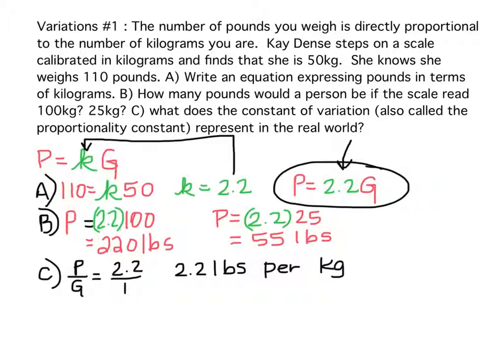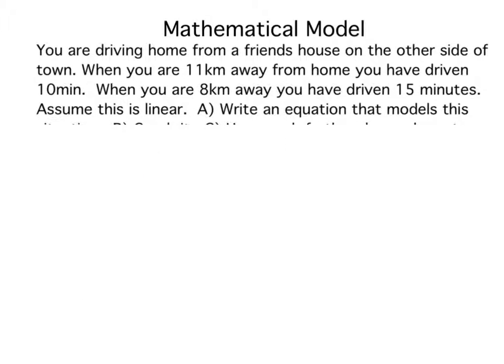Let's move on to mathematical models. So let's look at this mathematical model. All model means is an equation, a situation, a problem. So you're driving home from a friend's house on the other side of the town. When you are 11 kilometers away from home, you've driven 10 minutes, etc. First A, we want to write an equation that models this situation. Okay, so it tells me right in the middle that I assume this is linear.